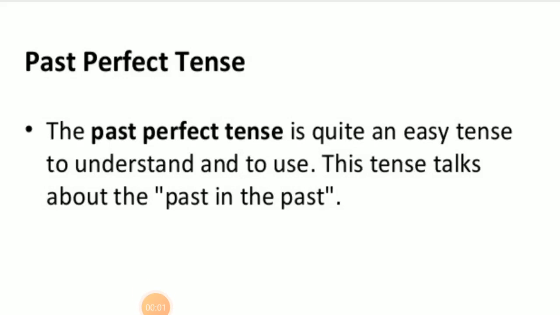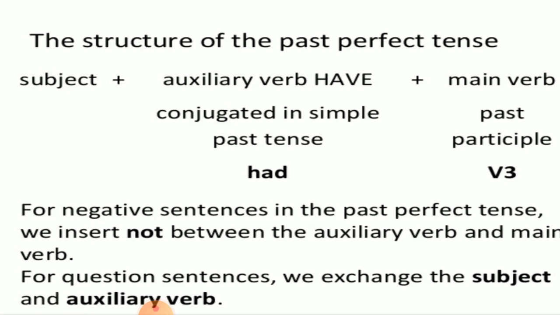Now let's see the next tense, that is the past perfect tense. The past perfect tense is quite an easy tense to understand and to use. This tense talks about the past in the past. The structure of the past perfect tense is subject plus had, that is the past form of have, and the V3 form. So the difference between present perfect and past perfect is only one: instead of has or have, here you have to use had.